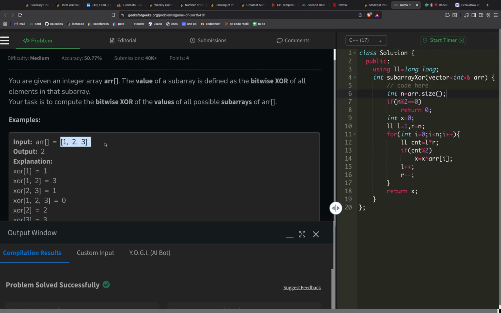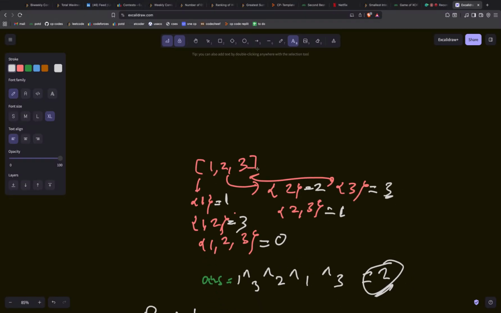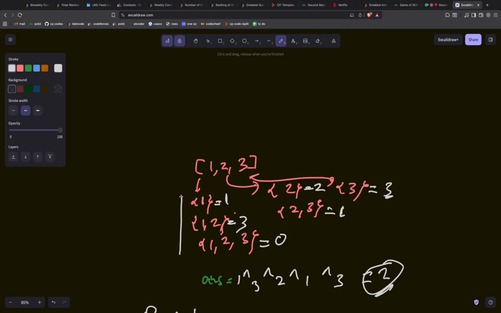Let me explain the question by using this test case 1, 2, 3. What the question says is, what are all the possible subarrays in this? First, let's write down all the subarrays that are starting from 1. So that would be 1, 1 2, 1 2 3. This subarray, and this subarray.